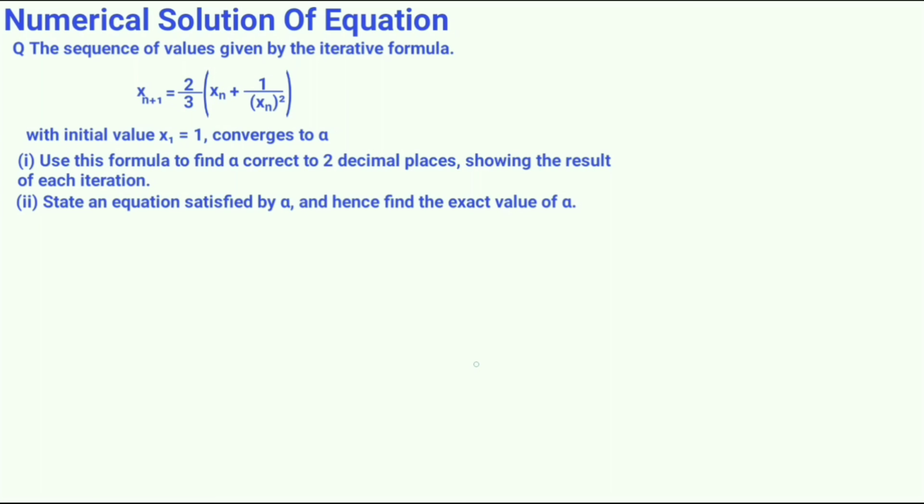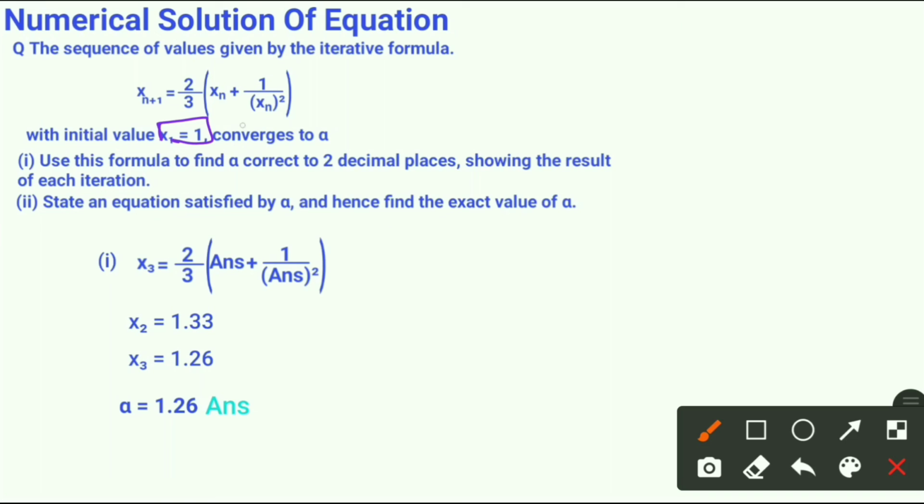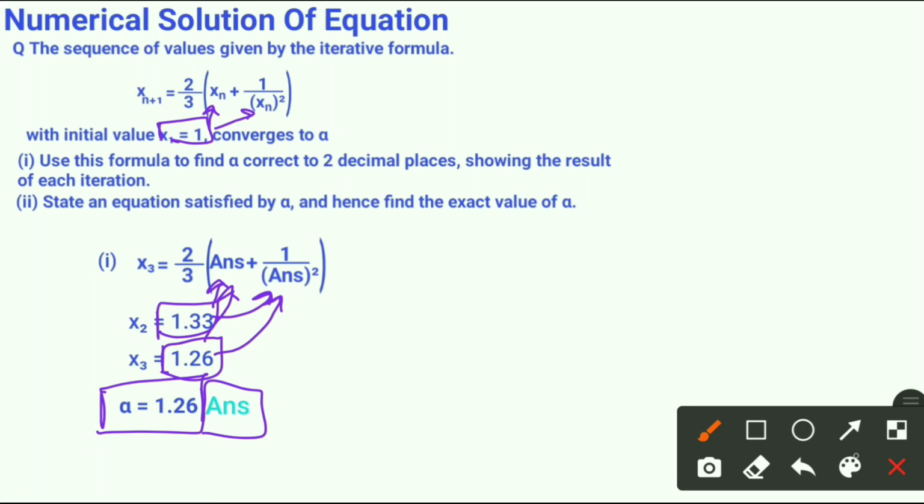Now let's see the next question. The sequence of values given by the iterative formula, this formula, with initial value x1 equal to 1 converges to this. Use the formula to find this correct to two decimal places showing the result of each iteration. State an equation satisfied by this, and hence find the exact value of this. Okay, let's begin. So put x1 equal to 1 into this. Then after getting this value, again put it in. Then after getting this value, put it in again. Finally, you get this value, which it converges to. So this is the answer.